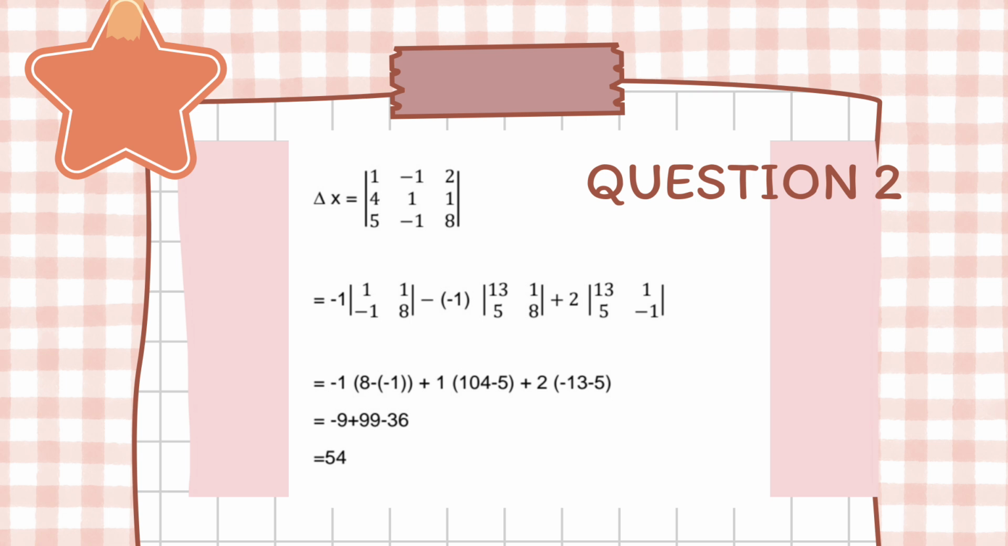But we must make the coefficient matrix of x first. To make it, we just need to replace the column of x, which is the first column, with the numbers after the equal sign of our question. So we got 3, negative 1, and 2. The second row we got 30, 1, 1, and the last row we got 5, negative 1, and 8. Now we can find its determinant by multiplying it. After we multiply it, we got 54.